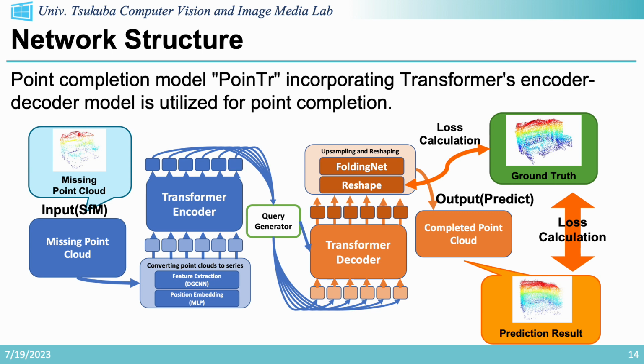Based on this sparse point cloud, upsampling of the point cloud using FoldingNet produces the final dense completed point cloud. The loss function calculates the geometrical similarity by comparing the chamfer distance to the ground truth point cloud for both the sparse point cloud and the output dense point cloud.